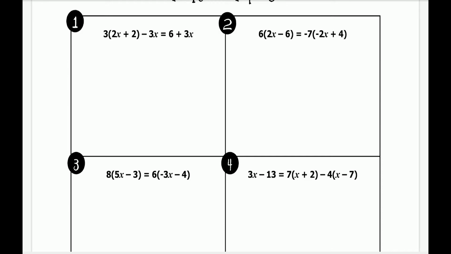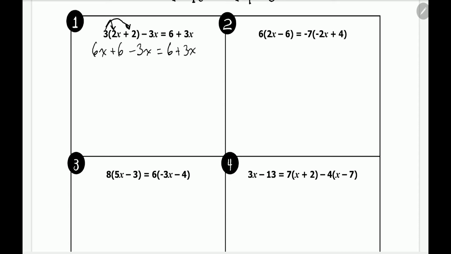First step, we have to distribute. So we have to distribute this 3. So 3 times 2x is going to be 6x. And 3 times plus 2, or positive 2, is going to be 6. So we have plus 6. Minus 3x is equal to 6 plus 3x.